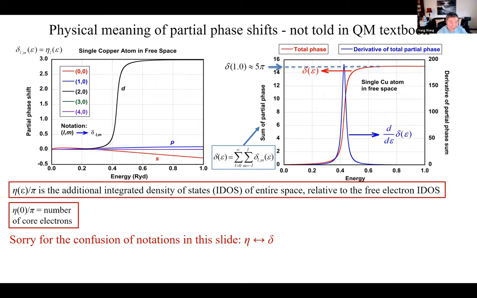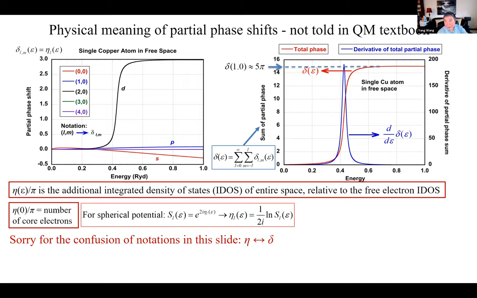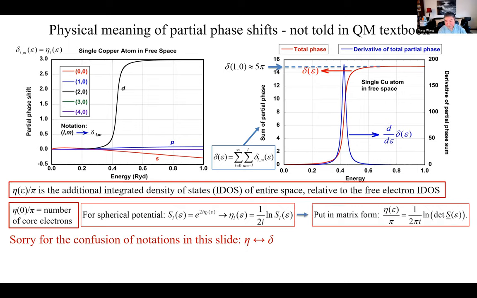But anyway, basically that's the statement of the meaning of phase shift. It's relevant to the density of states or integrated density of states. How do we calculate the phase shift? It turns out it's not as simple, but we can calculate the S matrix first, and then determine the phase shift. In matrix form, the phase shift can be written this way.